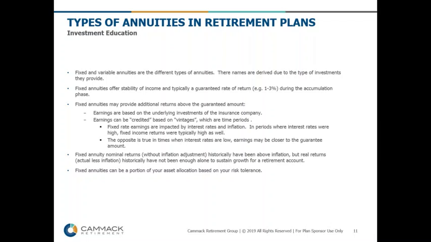Fixed rate earnings are impacted by interest rates and inflation. In periods where interest rates are high, fixed income returns will typically be high, but the same is the flip side. When interest rates are low, then the earnings may actually be closer to the guarantee amount. So fixed annuities, without being adjusted for inflation, historically have been above inflation. But when you actually factor in inflation, then the growth is typically not enough for having all your money in your retirement account. So fixed annuities can be a portion of your asset allocation for somebody that's on the conservative side, but you certainly wouldn't want to have all your money in a fixed annuity.